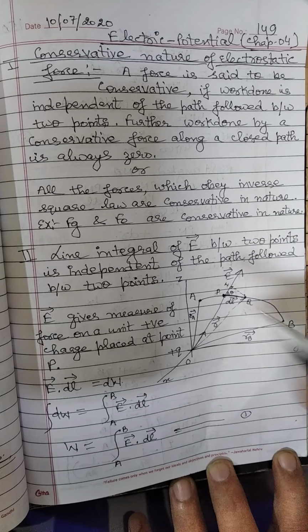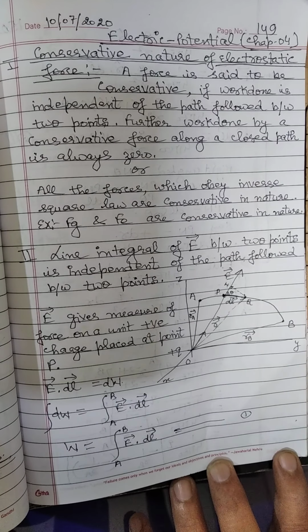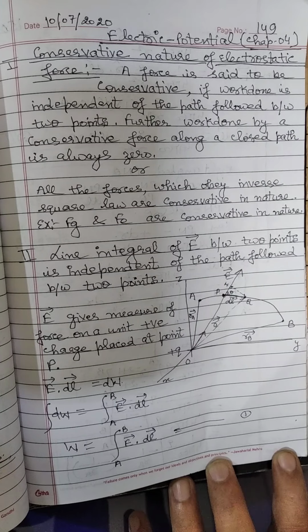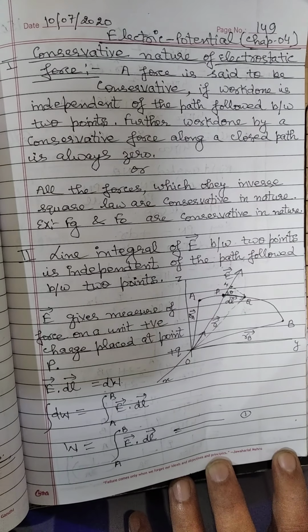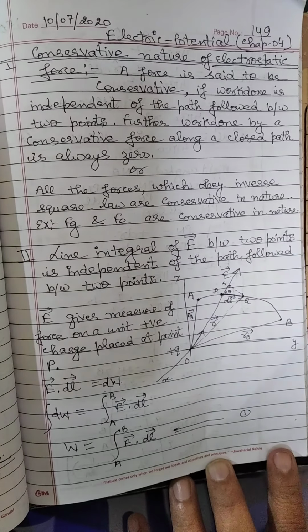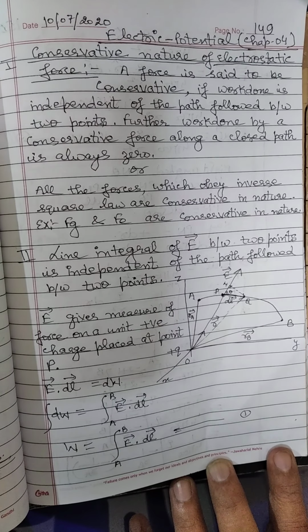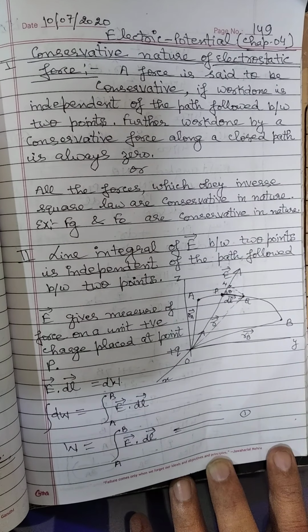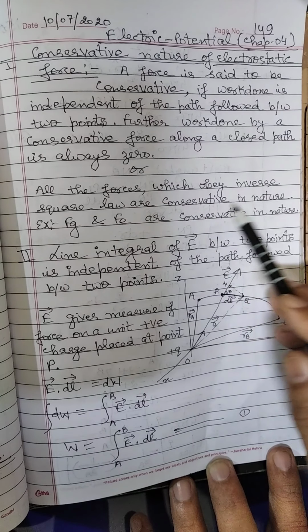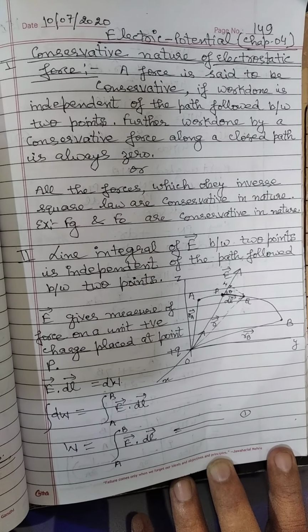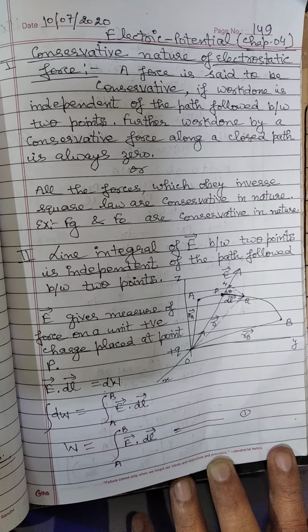Now second, we can say all the forces which obey the inverse square law are conservative in nature. For example, Fg is equal to 1/4 pi epsilon g into m1 into m2 upon r square. So r square is coming, that means the inverse square law is obeyed. And similarly in Coulomb's law, Fe is equal to 1/4 pi epsilon 0 into q1 into q2 upon r square. So in both these forces, the inverse square law is obeyed, and where the inverse square law is obeyed, they are conservative in nature.